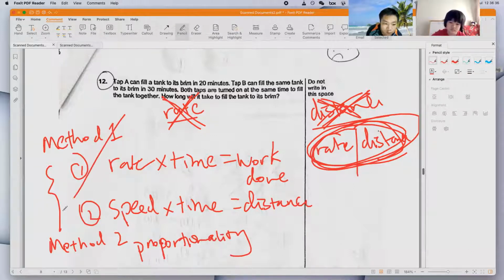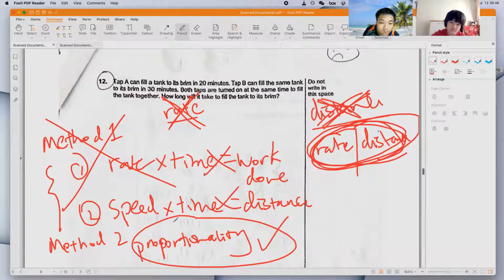So basically, let's say you don't know this method. You cannot remember the formula. You could have used proportionality to solve this question. And most of the time, you use this proportionality method to solve. Okay, so I'm going to demonstrate to you. This is a proportionality question.